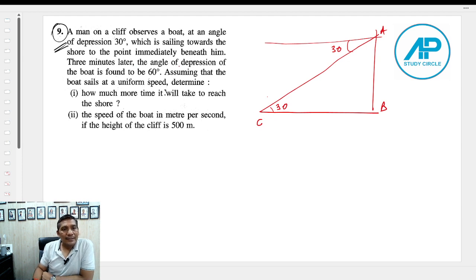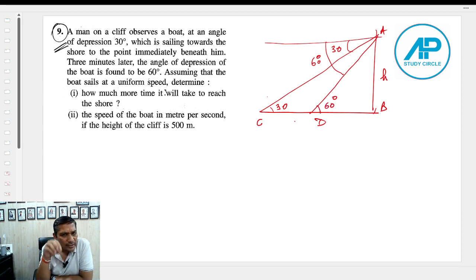3 minutes later, the depression of the boat is found to be 60 degrees. The boat is moving towards the shore and it reaches a point. Okay. And this angle is 60. You can take this point as D. This angle is 60. But in this question, there's a very different thing which we should try to understand. They are saying that 3 minutes later, so that means the boat is traveling.